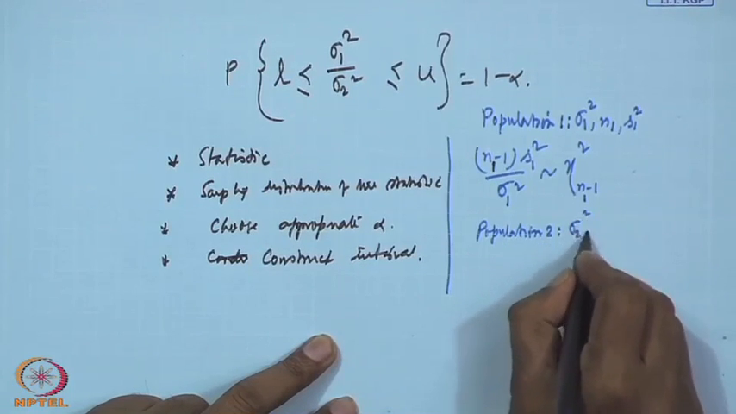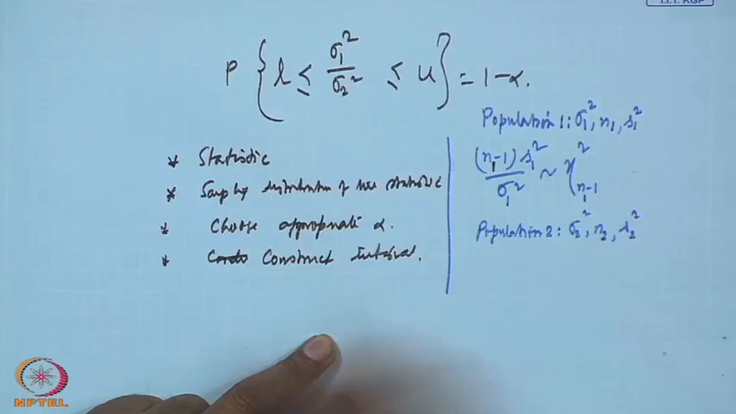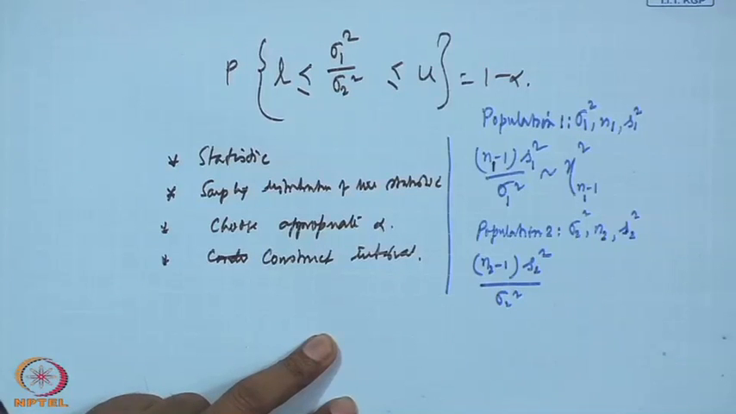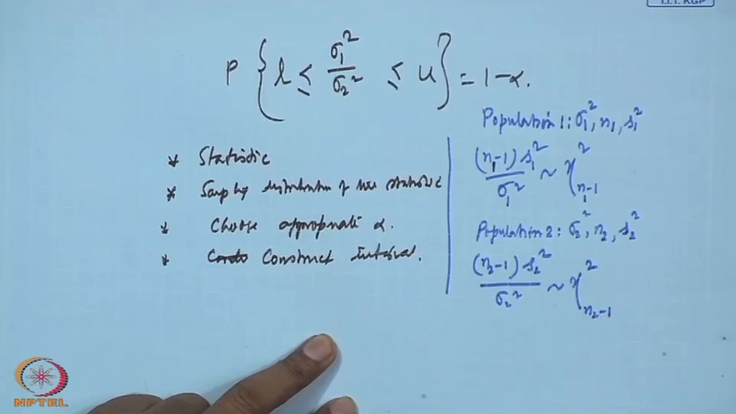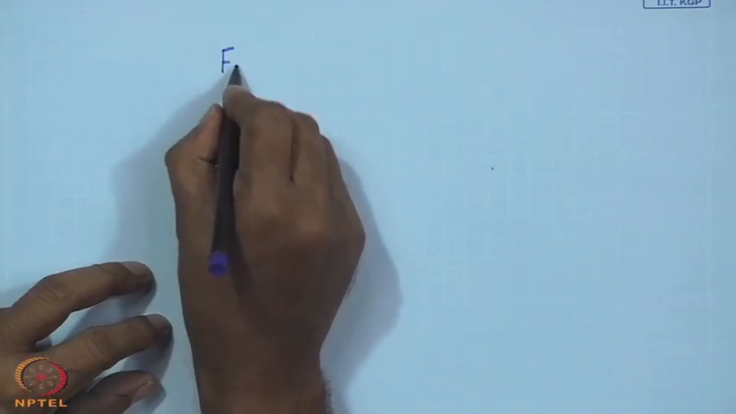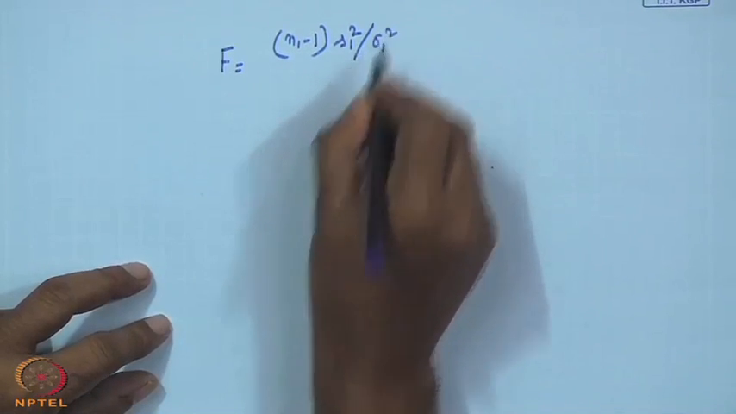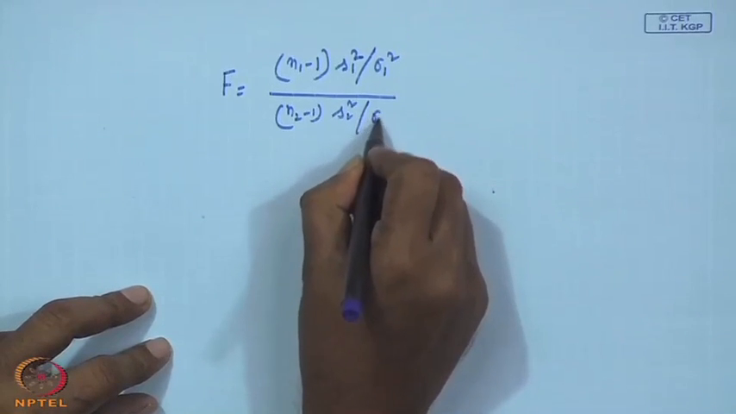You go for population 2, where the variance is sigma 2 square, you have collected a sample of size n 2, then you have calculated the sample variance. Can I not say that n 2 minus 1 S 2 square by sigma 2 square is chi-square distributed with n 2 minus 1 degrees of freedom? If we can say this, we can also say that F equals n 1 minus 1 S 1 square by sigma 1 square divided by n 2 minus 1 S 2 square by sigma 2 square.